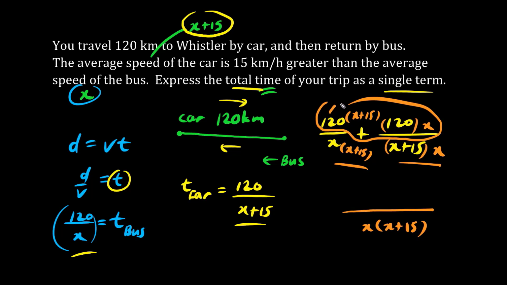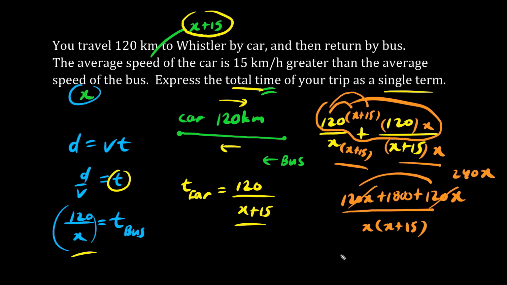We have 120 times x is 120x. We have 120 times 15 is 1800. And we have plus 120x, this part here. 120x plus 120x is 240x. So we have 240x plus 1800 divided by x times x plus 15 as our single term.